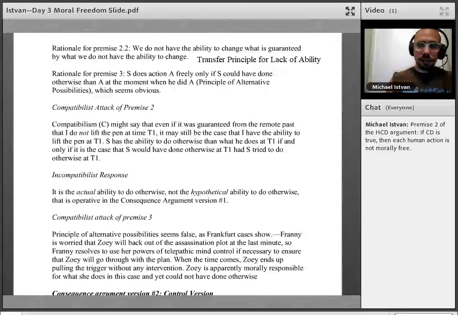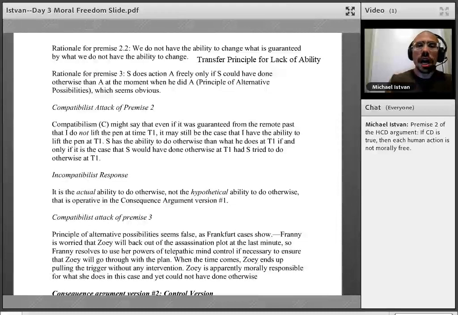I don't have the ability to change the fact that I lift the pen right now, if my lifting the pen right now was guaranteed by what I don't have the ability to change. Should be pretty simple. I'm going over it in rigorous detail and saying it in different ways to drive the point home because, first of all, in philosophy everything's subject to criticism, so you have to be prepared for that. But also, this particularly is the sore spot that compatibilists are going to set their sights on when they try to resist this argument.